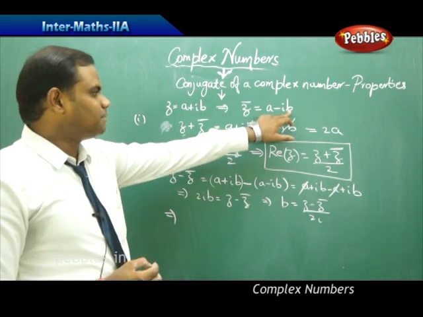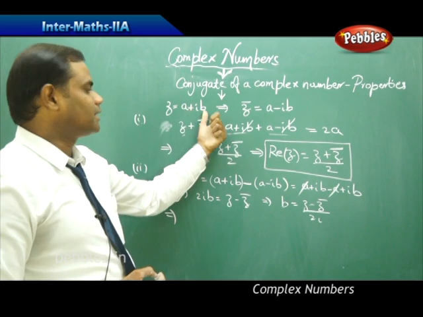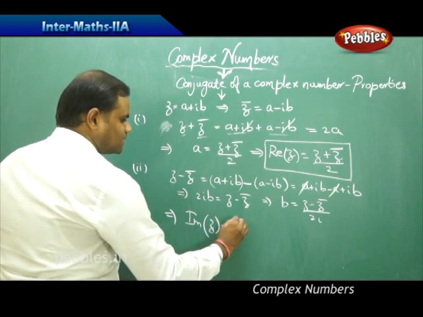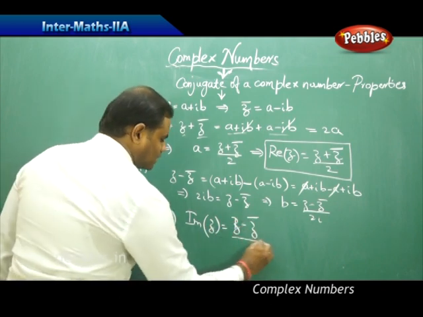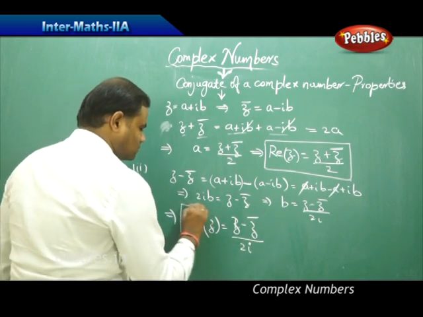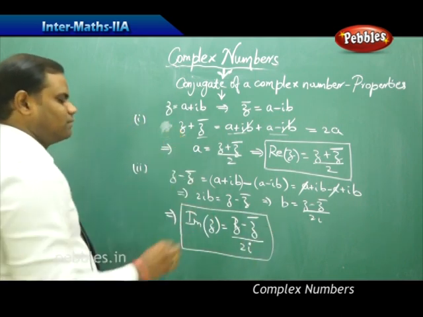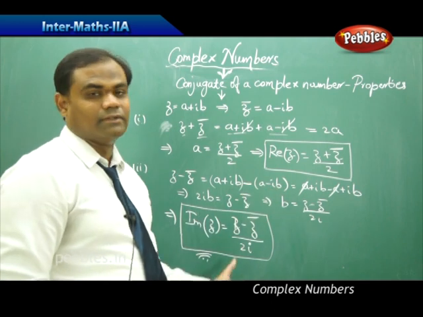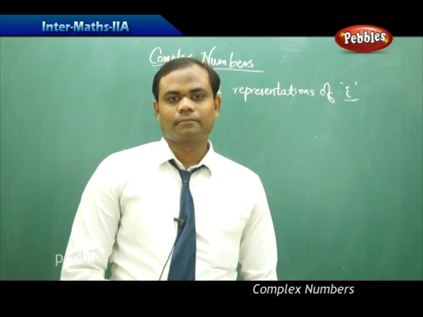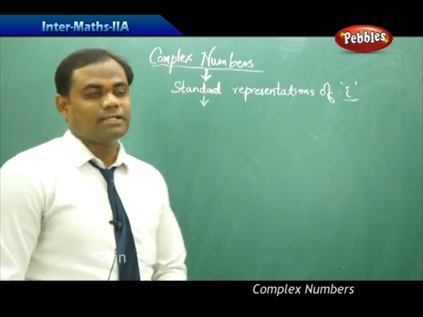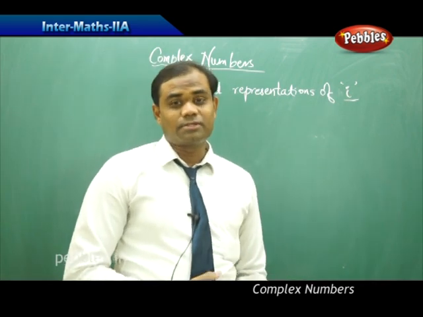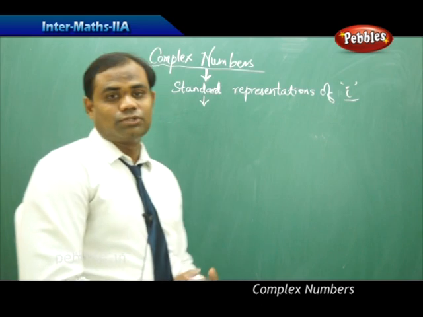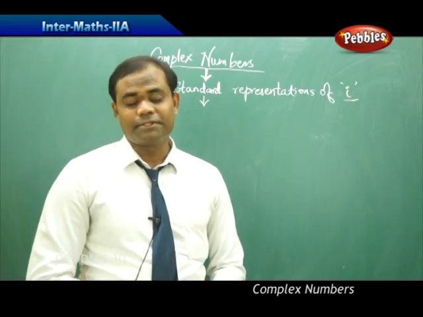So b is the imaginary part of z, where the real part is a and the imaginary part is b. The formula says that the imaginary part of z is (z minus z bar) by 2i, which is how we understand the real part and imaginary part of z, constructed with these properties. Now every complex number is identified with i, so there are some extended properties connected with real numbers and i. This topic is exclusively about standard representations of i.